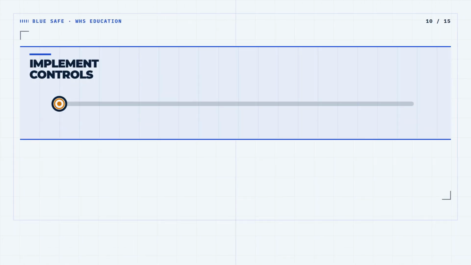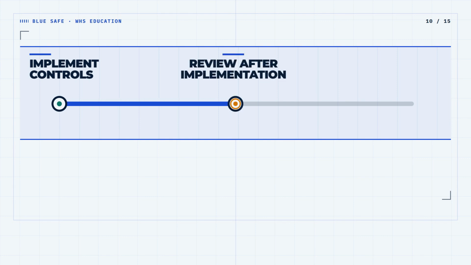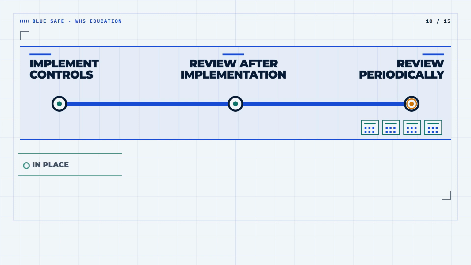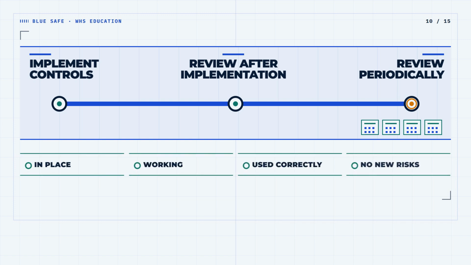Controls should be reviewed after implementation and periodically. The purpose is to confirm that the controls are in place, working, used correctly and not introducing new risks. Review is therefore a continuing check on the control system. The status board shown here is illustrative only. It is not a completed inspection or evidence of compliance.